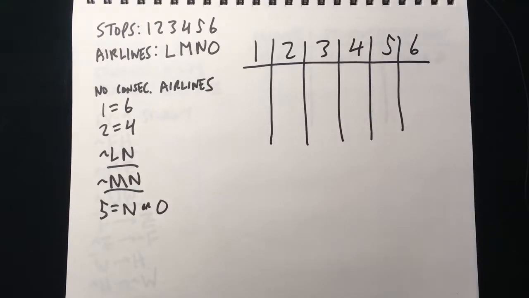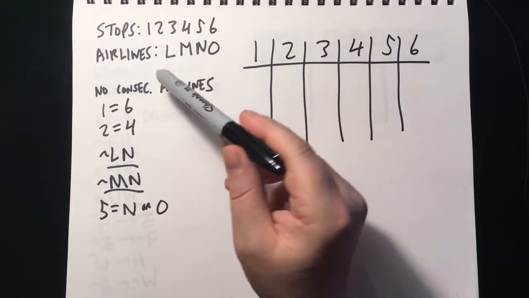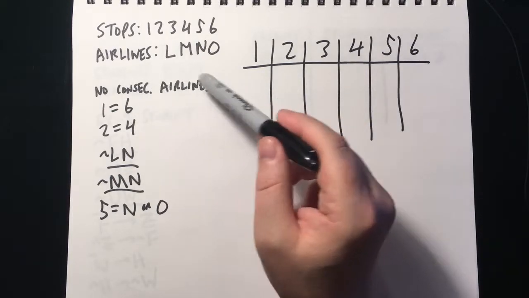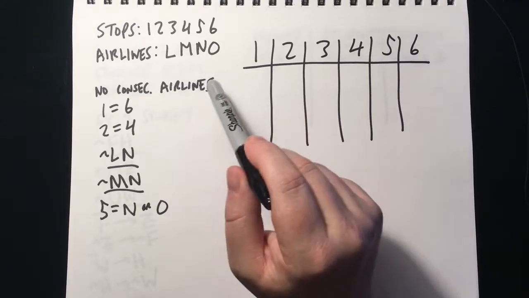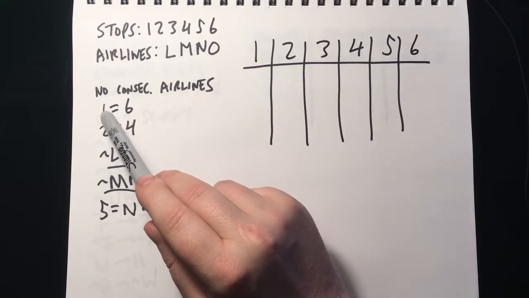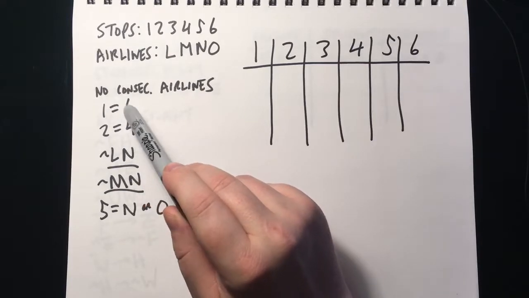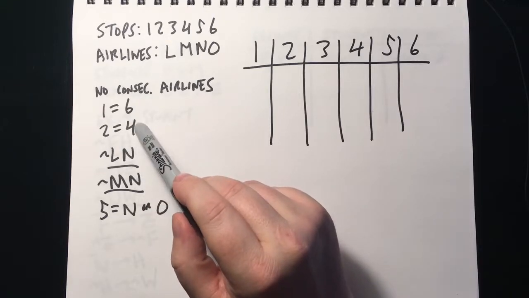Whichever airline she chooses to stop, she chooses one of the other airlines the next stop. So I just said no consecutive airlines. You could write this out: no LL, no MM, no NN, no OO, but no consecutive airlines seemed easier. The first airline or the first stop will be the same as the last stop. It will have the same airline there, and 2 and 4 will also be the same.